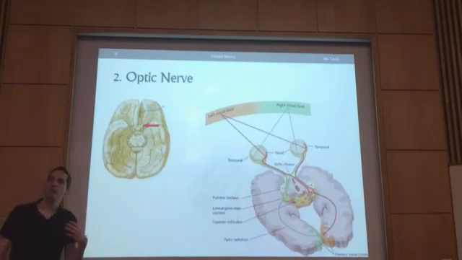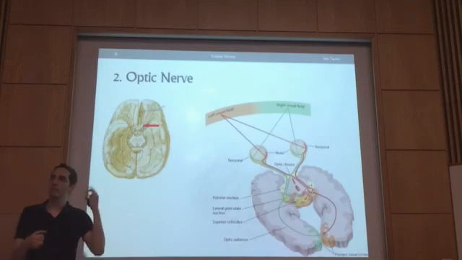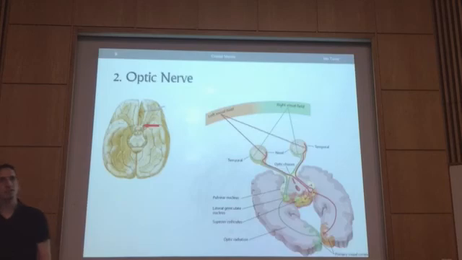Like we said about the motor control of the body, our visual system is also contralateral. It's not contralateral by eyes, but by visual field. So my left hemisphere covers the right visual field, and my right hemisphere is in charge of the left visual field.